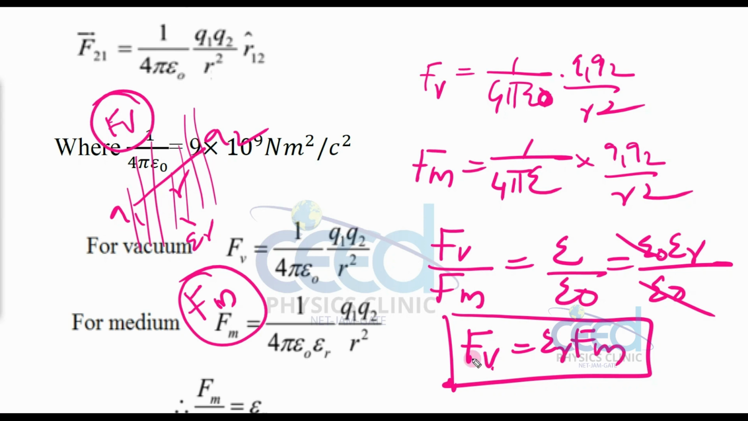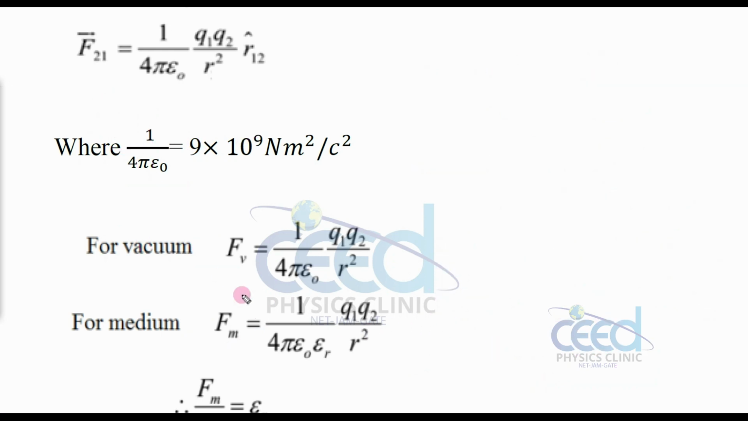Then you can write a relation, that the force in vacuum is equal to epsilon r times F_m, right? Of course, if there is no medium, there is a direct force between these two, so that force will be high. All right, so we can write this relation from that.